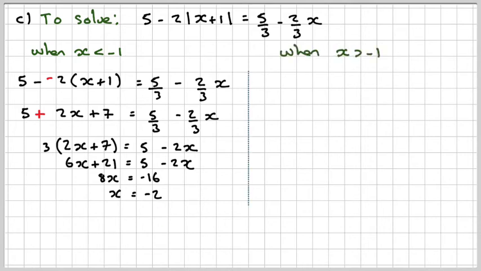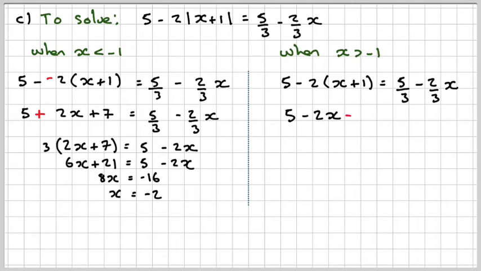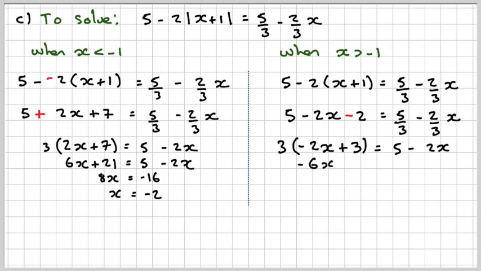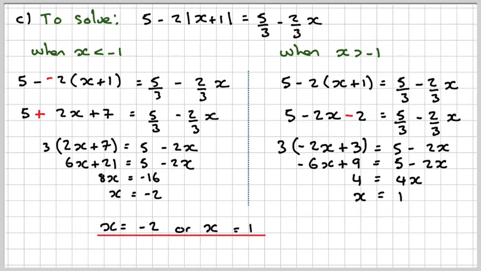And then when x is greater than -1, similar sort of idea. There's no minus sign this time, it just behaves as it is. So we get 5 - 2x - 2 = 5/3 - (2/3)x. So that gives me -2x + 3, and again, we could have just taken this from part A to solve it for when x is greater than -1. Multiply by 3, and we get 5 - 2x. So we get -6x + 9 = 5 - 2x, which gives me 4x = 4, and that gives me x = 1. So I get solutions x = -2 and x = 1.